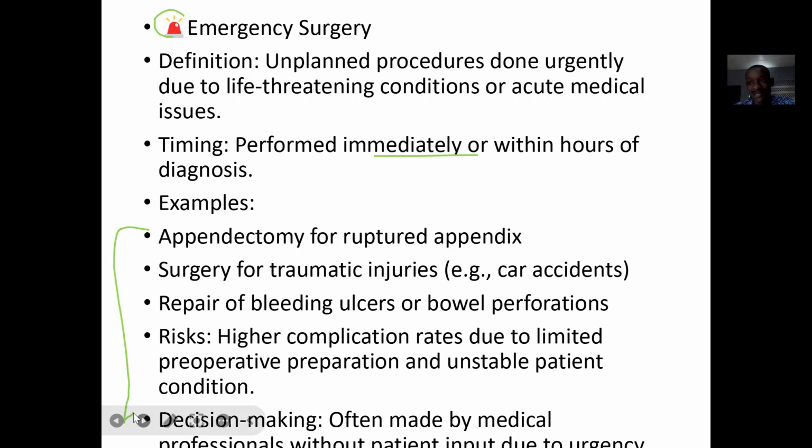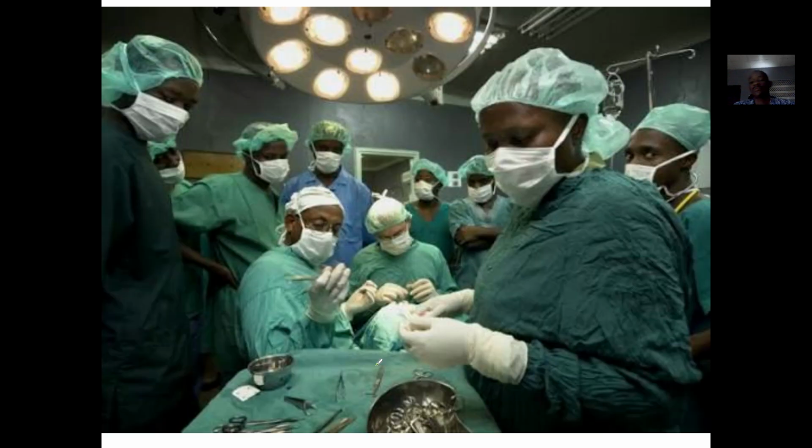Examples, not exhausting everything, we're just saying, for example, an appendectomy if it is ruptured, traumatic injuries like car accidents, ulcers that have ulcerated so you're having leakages. Do you understand? The risk is higher, with complication risk due to limited preoperative preparation and unstable patients. The decision is often made by medical professionals without patients due to urgency. Of course, most patients are even in a coma or in too much pain, they don't even know what's happening around them.